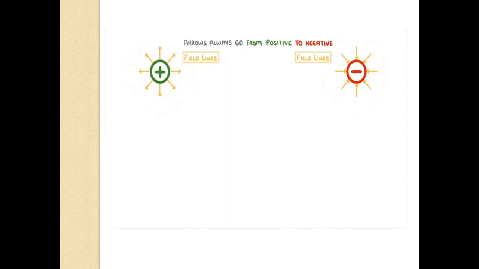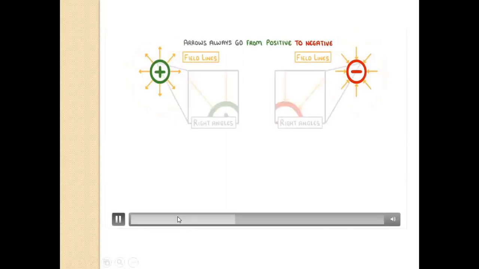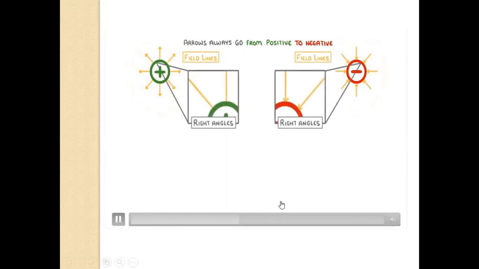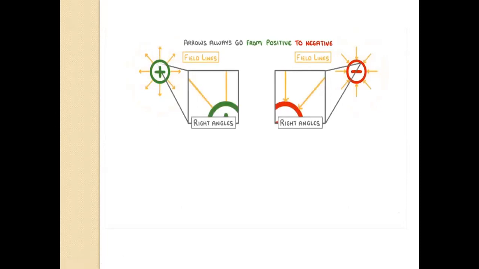The other thing to remember when you're drawing them is you have to draw them at right angles to the surface. So perpendicular like this. And if you're asked to draw them in the exam, make sure you show a fair few. For example, 8 like we have here.